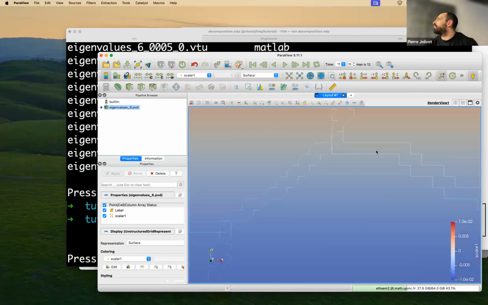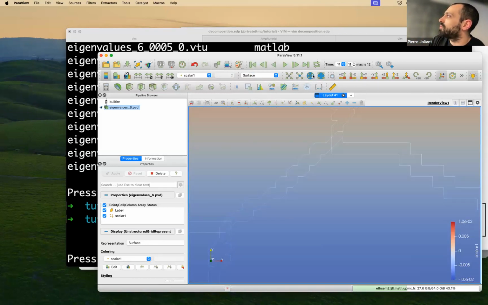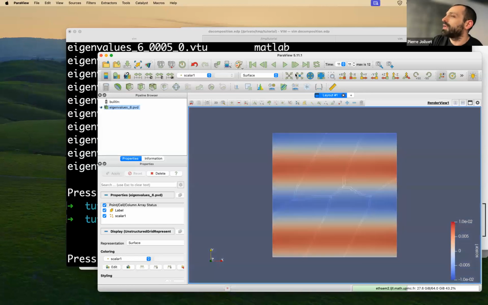Here we can see that we have a small overlap, okay? If we look at the surface with edges, we indeed can see that we have a layer of overlap in each direction, so in total 2 layers of overlap. But okay, so this is just to make sure that indeed we have a solution which is distributed on the mesh with ghost elements. Okay.